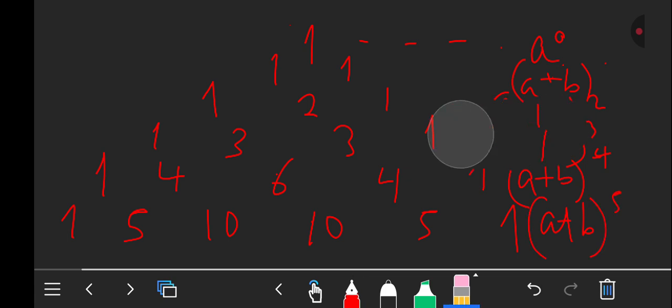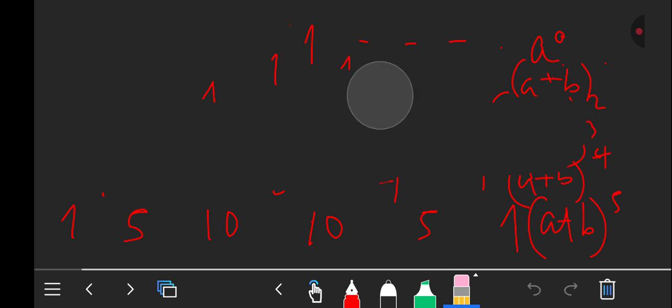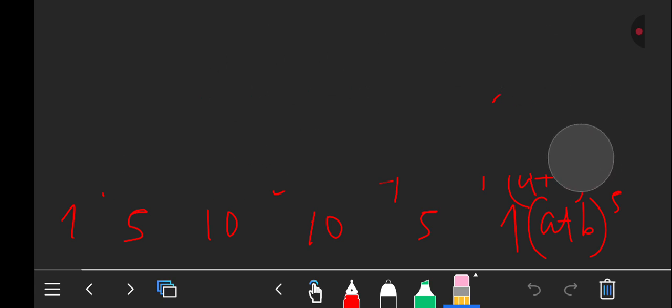Then let's proceed with the Pascal's triangle so that you know how other values come about. So let's continue.